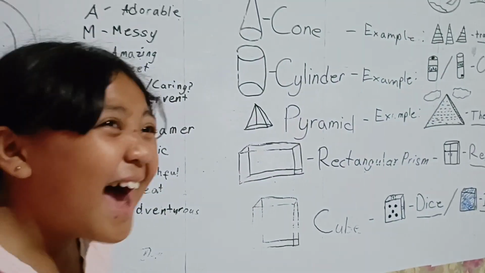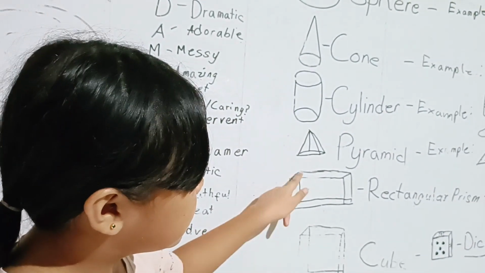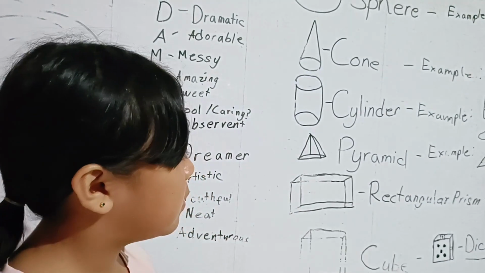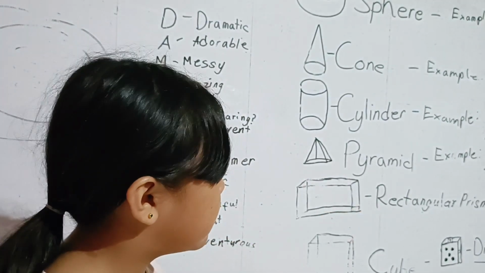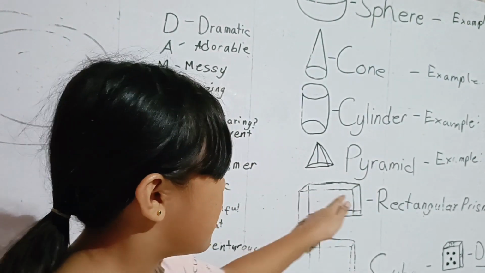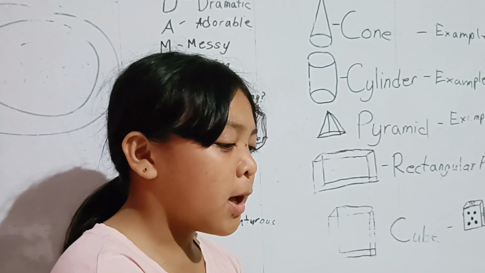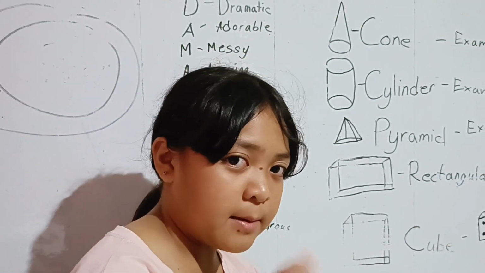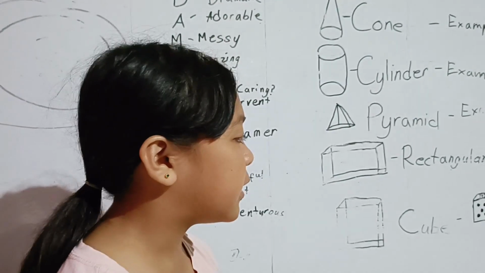The edge. So 1, 2, 3, 4, 5, 6, 7, 8, 9, 10, 11, 12. So there are 12 edges. What about the vertices?